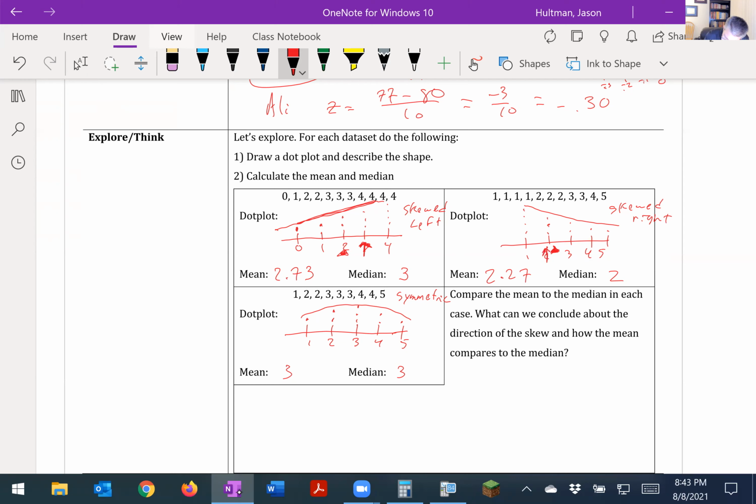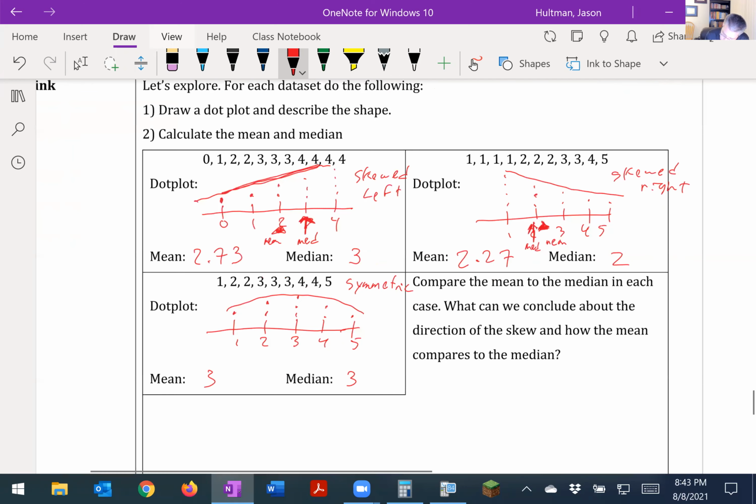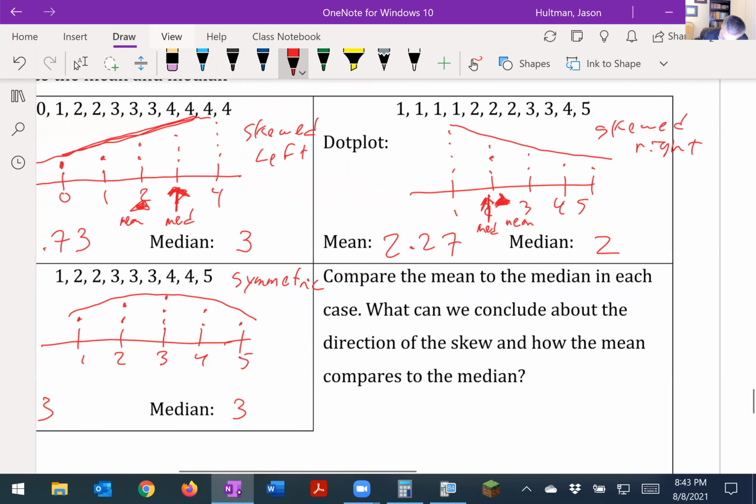So this was the median and then the mean. And then here, this is the median and then the mean. Let me zoom this in. So this is the mean. When it's skewed left, the mean is on the left and the median's on the right. If it's skewed right, the median is on the left and the mean is on the right.